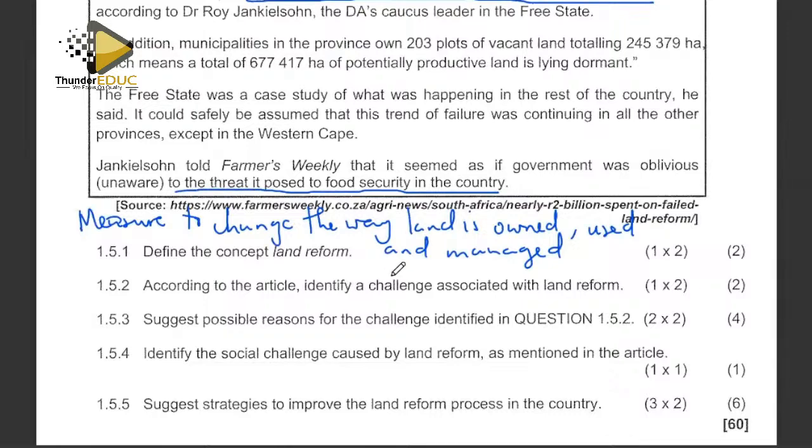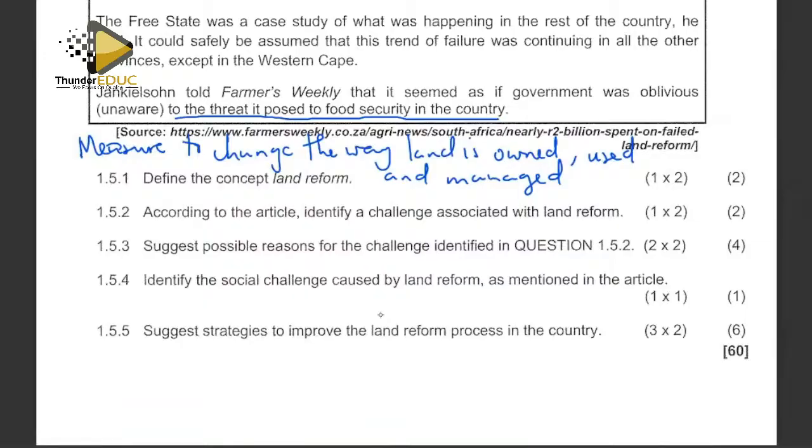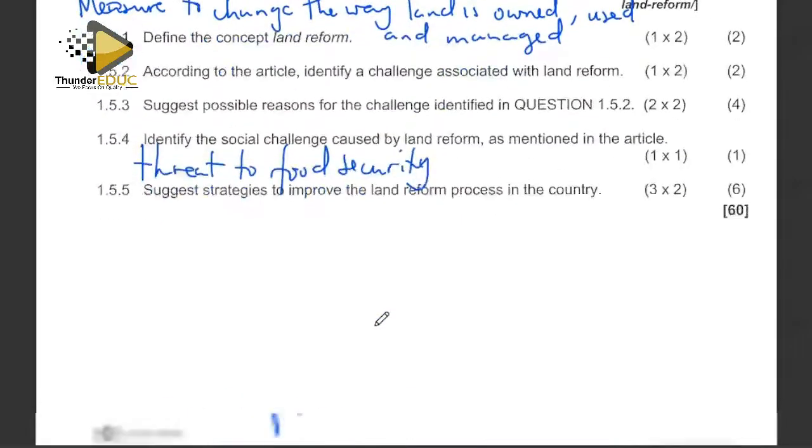So the threat that is going to happen there is a threat to food security. The country will become food insecure because of a failed land reform. We are trying to redistribute land for the sake of improving productivity and ensuring food security. But we are seeing a situation whereby the land is going into unproductive use. That is going to cause a threat on the food security of the country, and we are going to end up having food insecurity for that reason.